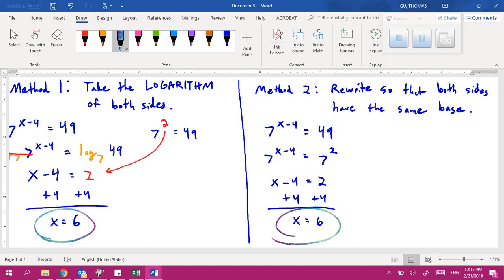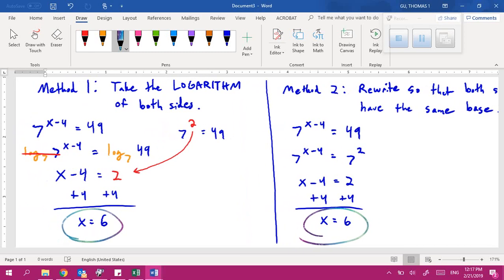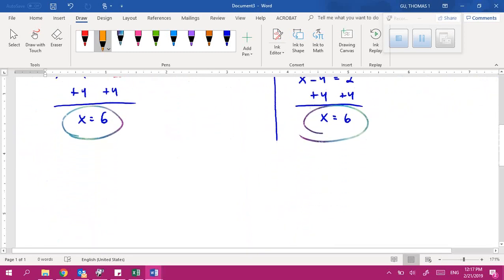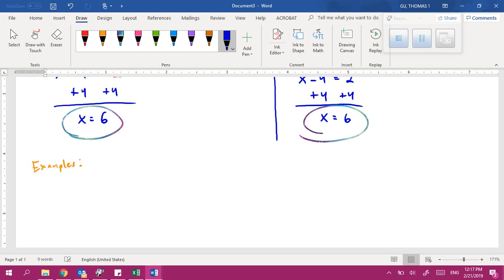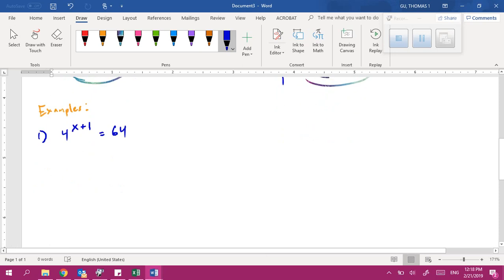Some people will like one way better than the other, but sometimes one way is better, faster than the other way. So that's all we're really learning for today, but we're going to do some examples just to get some more practice and see some different types of problems. So first example. Example number 1. It's going to be 4 to the x plus 1 equals 64.